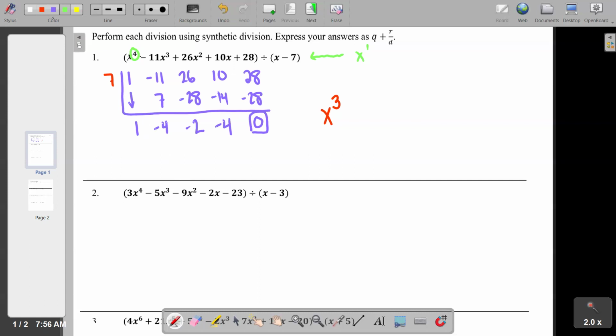So it's always that way with synthetic. When we get to polynomial long division, that just won't be true anymore, because if we divide by a cubic, then we'll take 3 layers off, right? So hope that makes sense.